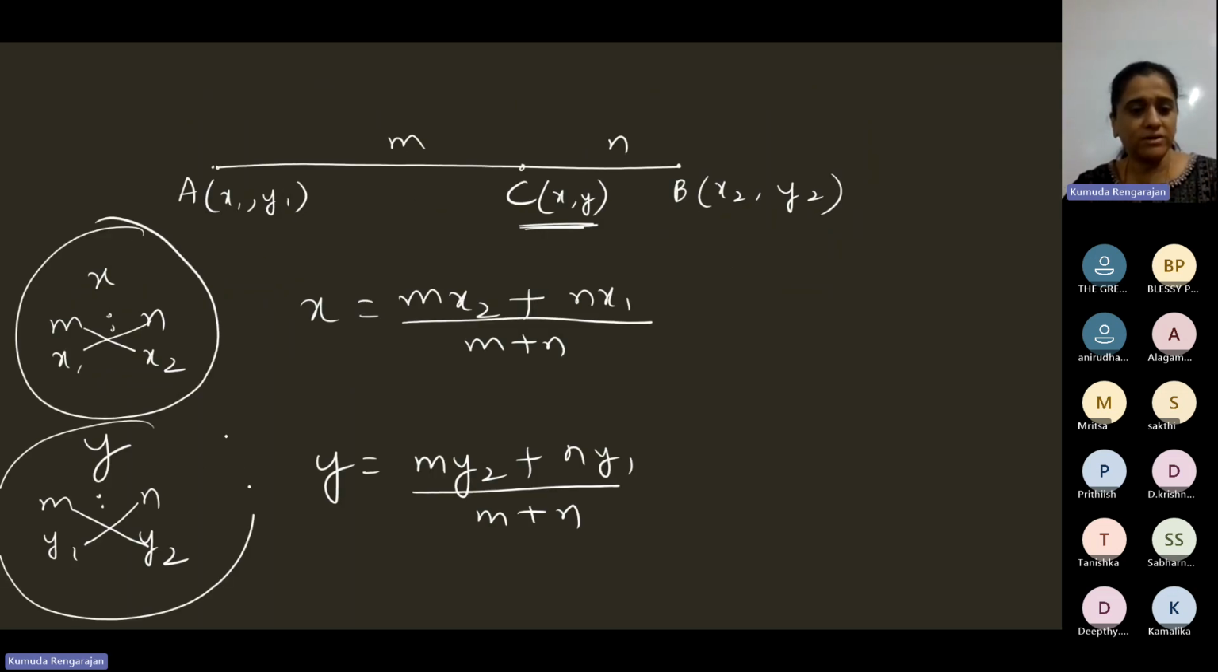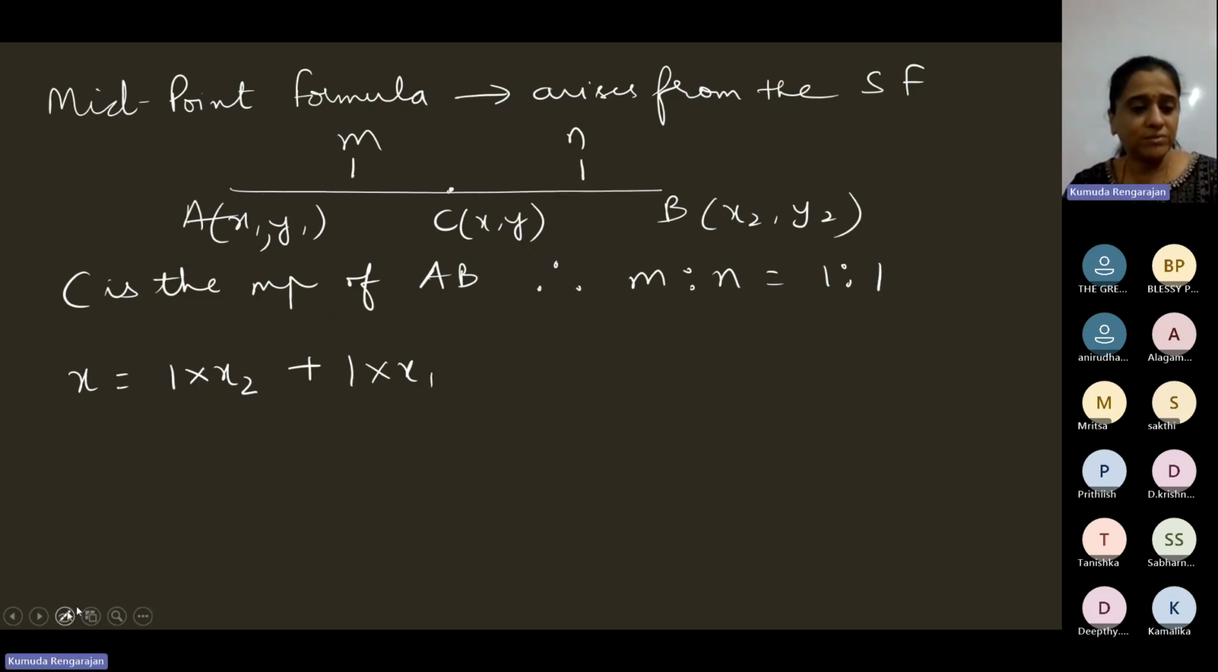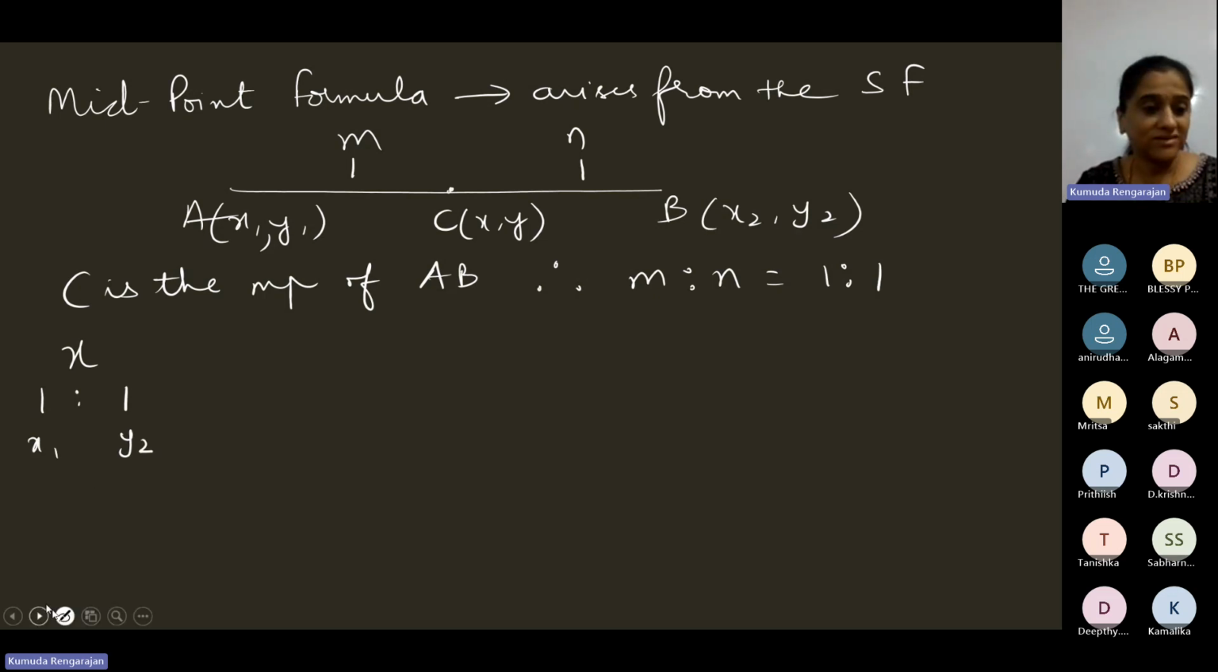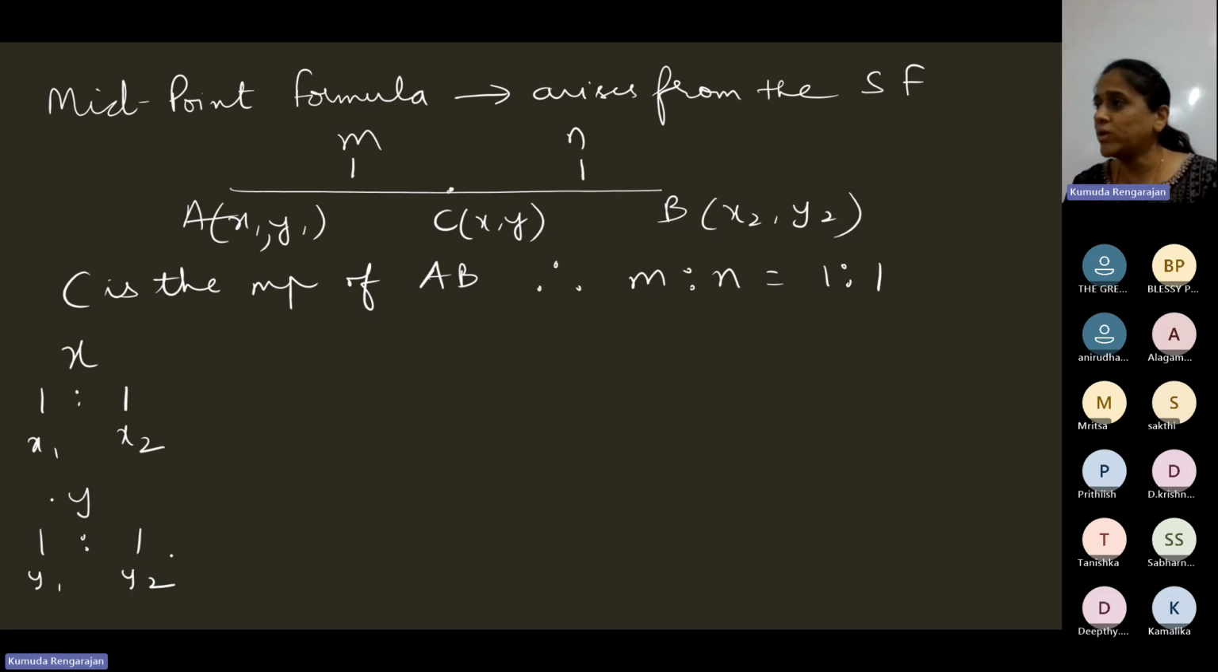Let me write it here again. How do you find x? We need the ratio m is to n, which is 1:1 here, and the x coordinates x1 and x2. And how do you find y? You need the ratio and the y coordinates, y1 and y2. Correct? m is to n is replaced with 1:1.